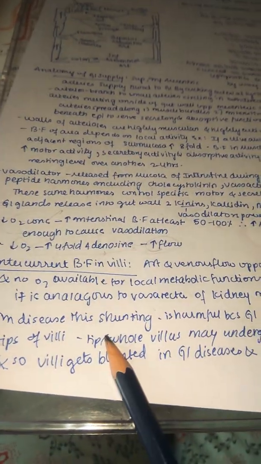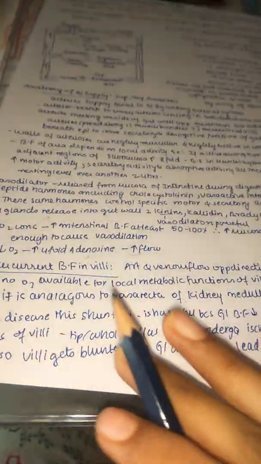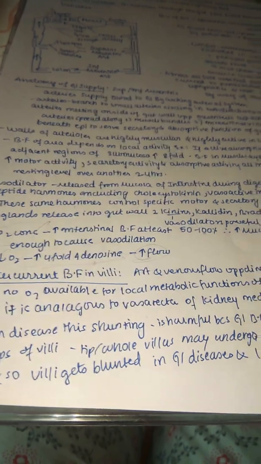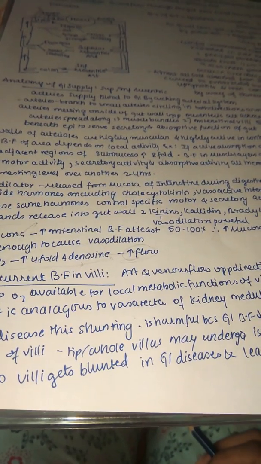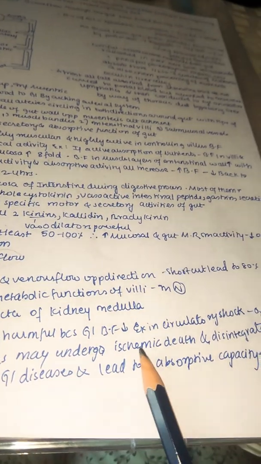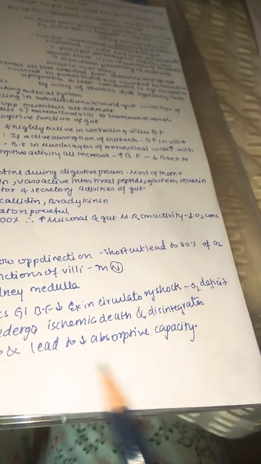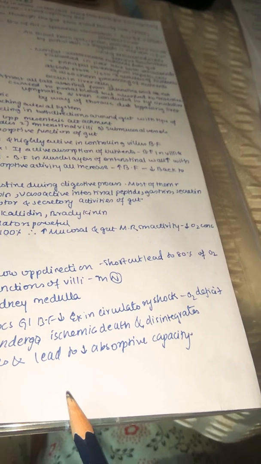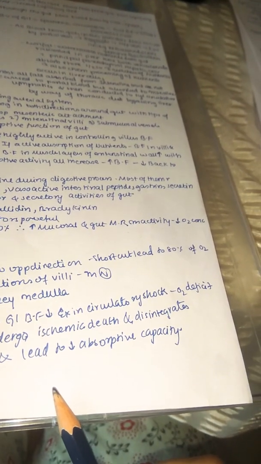So in disease, this shunting is harmful. In normal conditions it is okay, because normally the blood flows, but in the case of disease this is harmful and dangerous, because the GI blood flow decreases. For example, in the case of circulatory shock, in shock there is hypovolemia, meaning a decrease in blood volume.